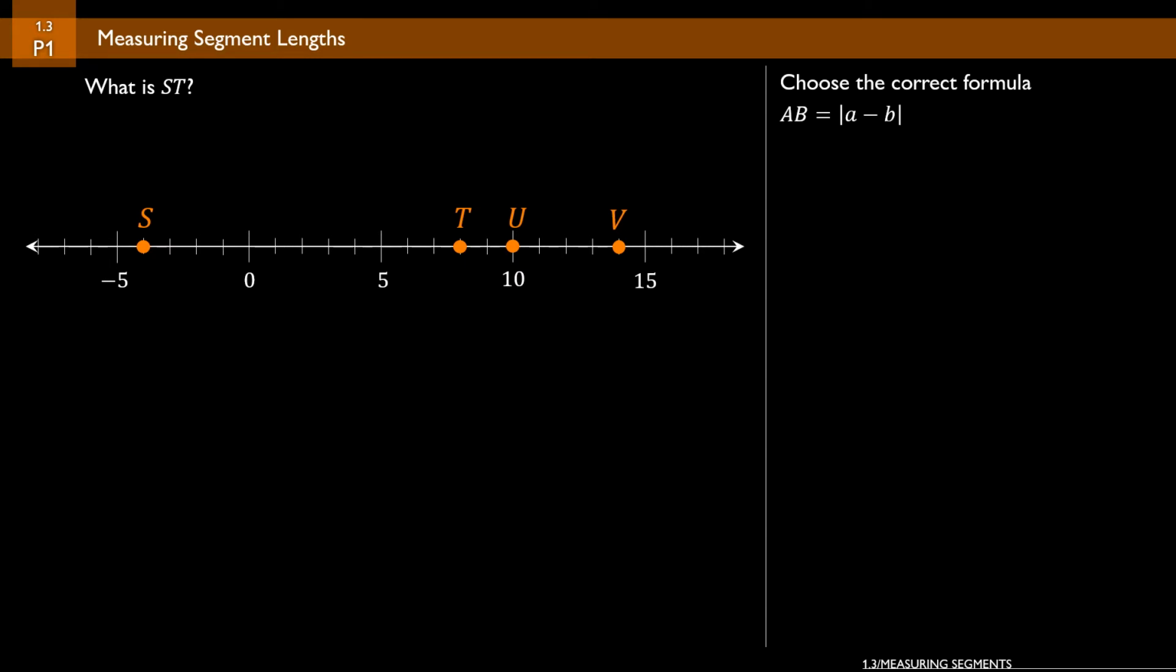All we're going to do now is substitute any known values in for what we've got here. So we know that we're looking for ST, or the distance between S and T. S is located at -4, and T is located at 8. So we want to put into our formula, ST is equal to the absolute value of -4 minus 8. So -4 minus 8 is -12. The absolute value of -12 is 12. And so that means that ST is equal to 12.